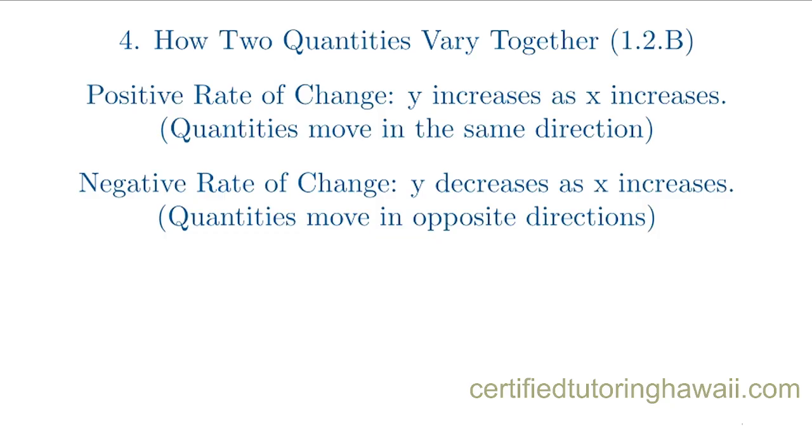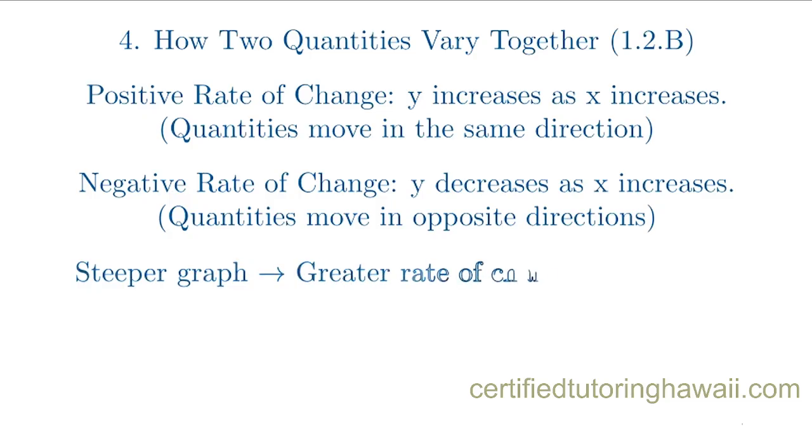We can also tell how fast a function is changing by looking at its graph. The steeper the graph, the greater the rate of change. Think about two hills. A steep hill is harder to climb because your elevation is changing rapidly for a small horizontal distance. A gently sloping hill is easier because your elevation changes slowly. The same principle applies here.